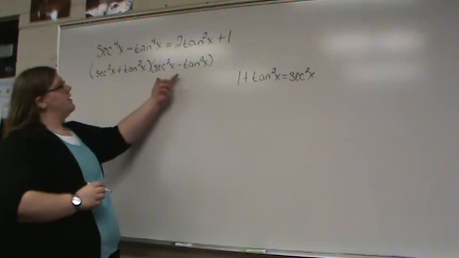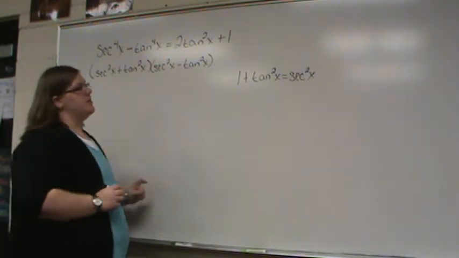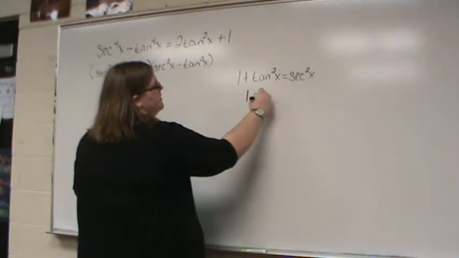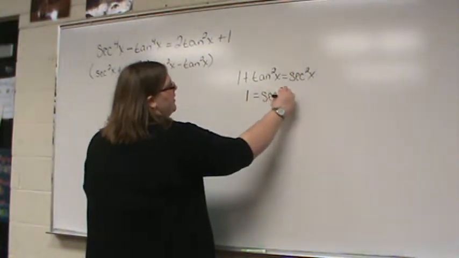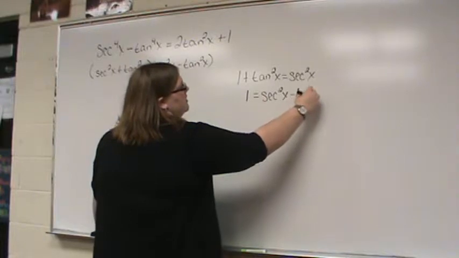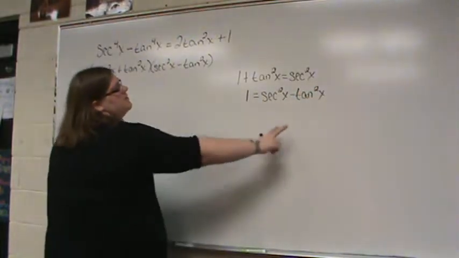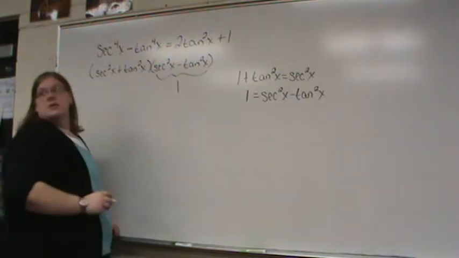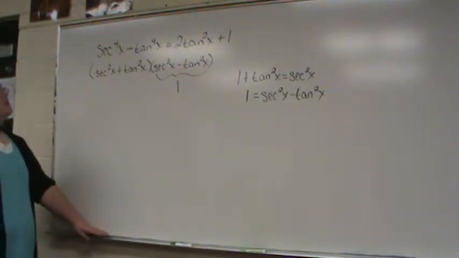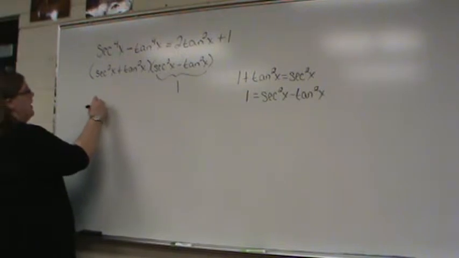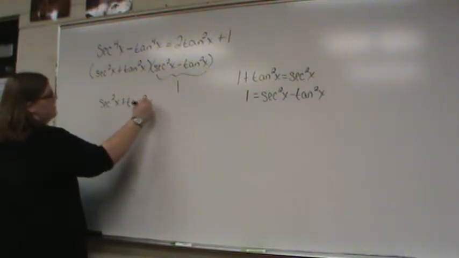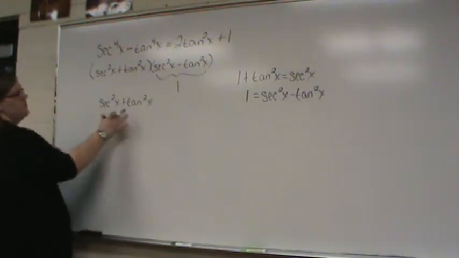So if we want to get secant squared minus tangent squared, we'll rearrange. So we'll have 1 equals secant squared x minus tangent squared x. So that portion does equal 1. So then we're left with this side. So we have secant squared x plus tangent squared x, and then that would be times 1, which would just be that.